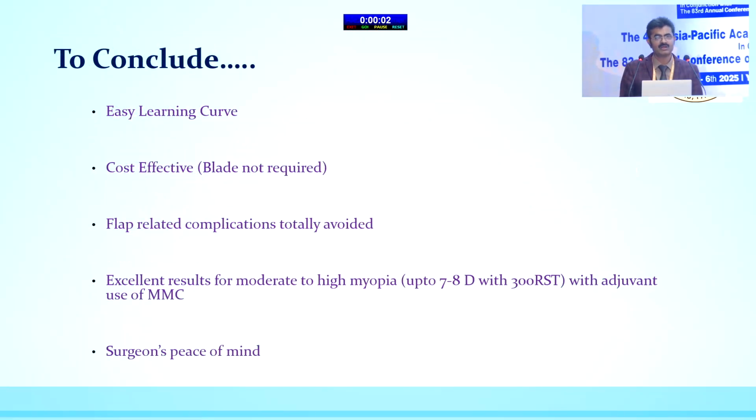So to conclude, I would say if you have the limits in mind of the corneal mapping, thickness, amount of ablation, not creating a corneal ectasia, those parameters, it has a very easy learning curve. It is cost effective, no blades are required, no surgical nightmare. Excellent results with the use of mitomycin C, and at the end of the day, there is a surgeon's peace of mind. Thank you.